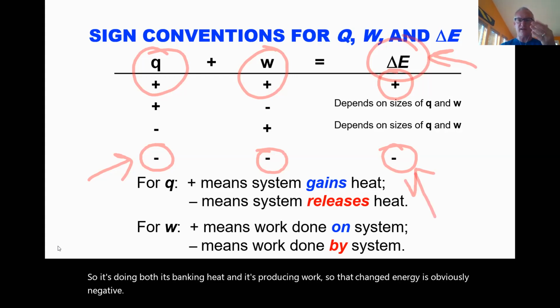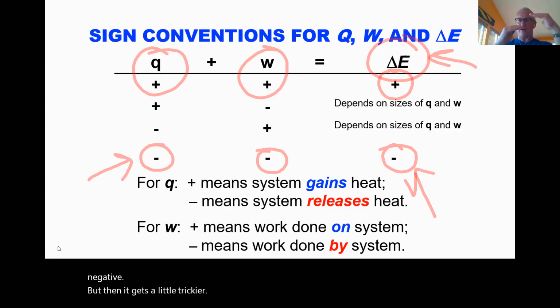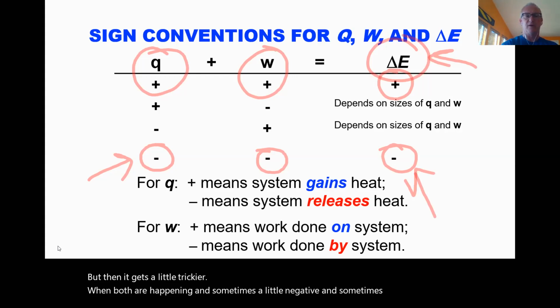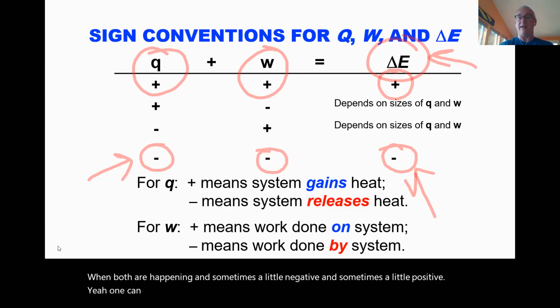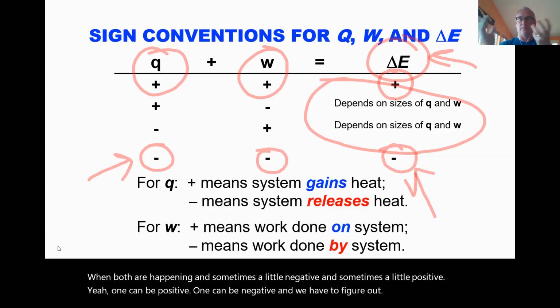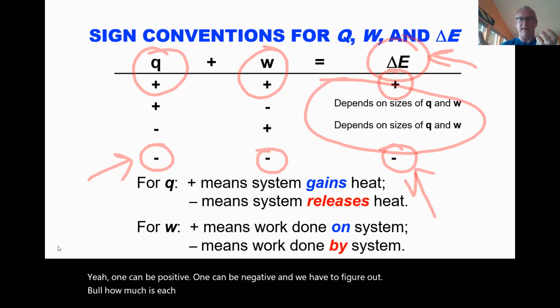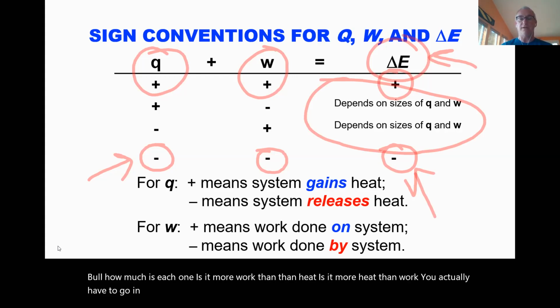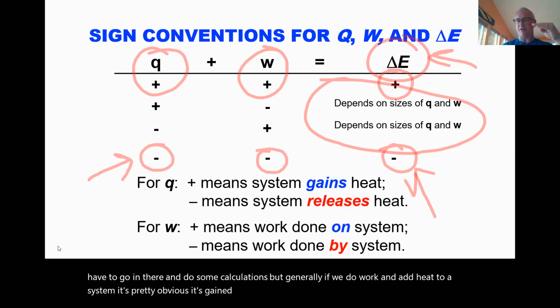But then it gets a little trickier when both are happening, and sometimes it's a little negative and sometimes it's a little positive. One can be positive, one can be negative, and we have to figure out how much is each one. Is it more work than heat? Is it more heat than work? You'd actually have to go in there and do some calculations. But generally, if we do work and add heat to a system, it's pretty obvious it's gained energy. And if it loses energy through heat and it does work for us, it's obviously negative.